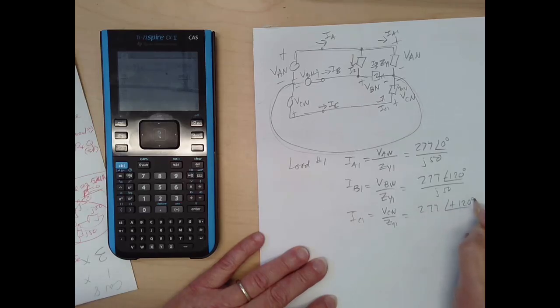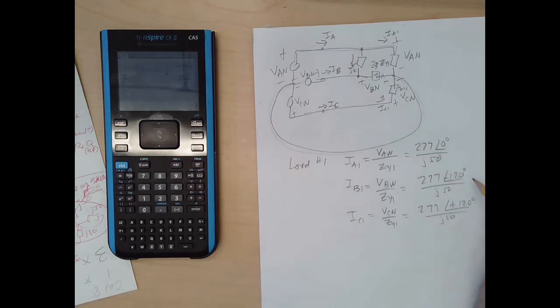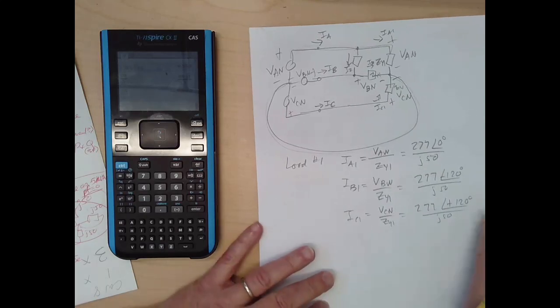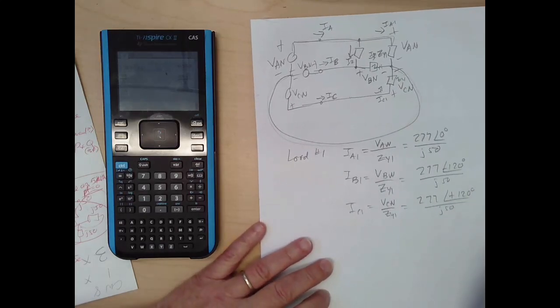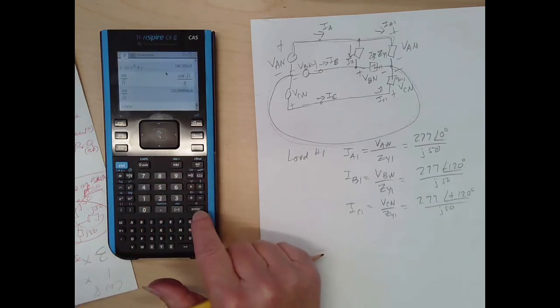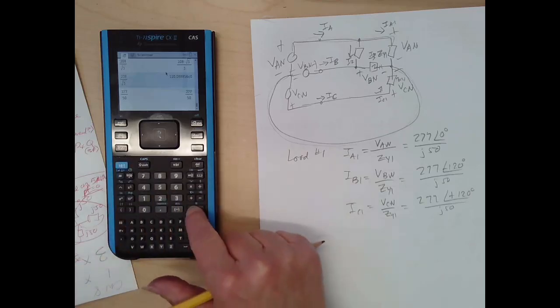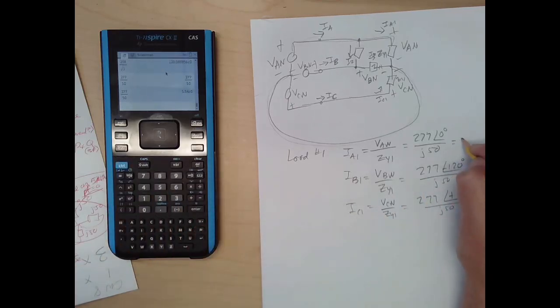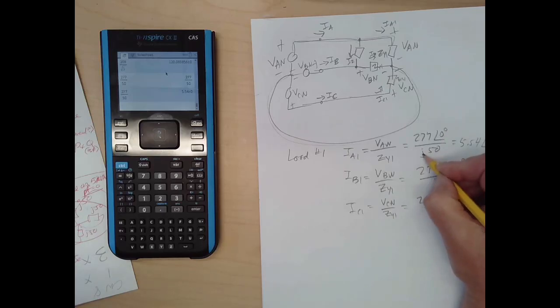Plus 120 over J50. So again, you can see we could have just calculated IA and then just subtract and add 120 degrees to get IB and IC. Should we do that? Let's just do 277 divided by 50, which is 5.54 angle of 0 minus 90, so minus 90 degrees.